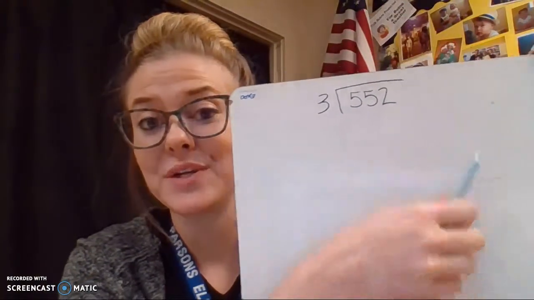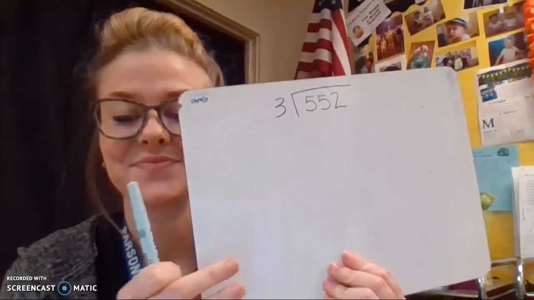Let's practice place value sections. We're going to do the problem 552 divided by 3. We're going to see how many groups of 3 fit into 552. So the very first thing we're going to need to do is create our place value section boxes.